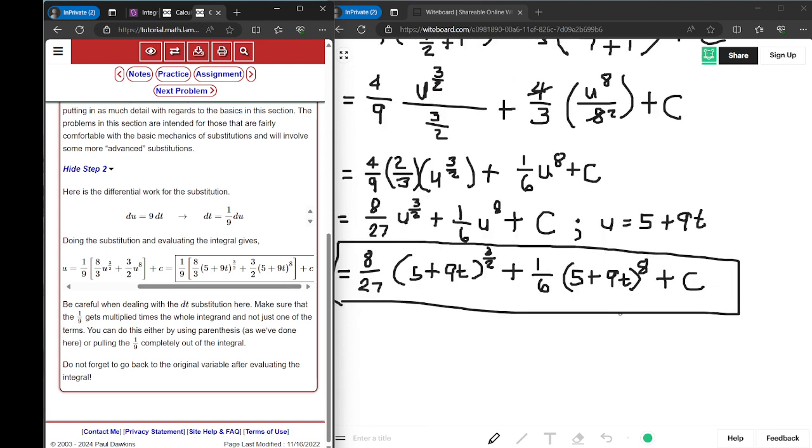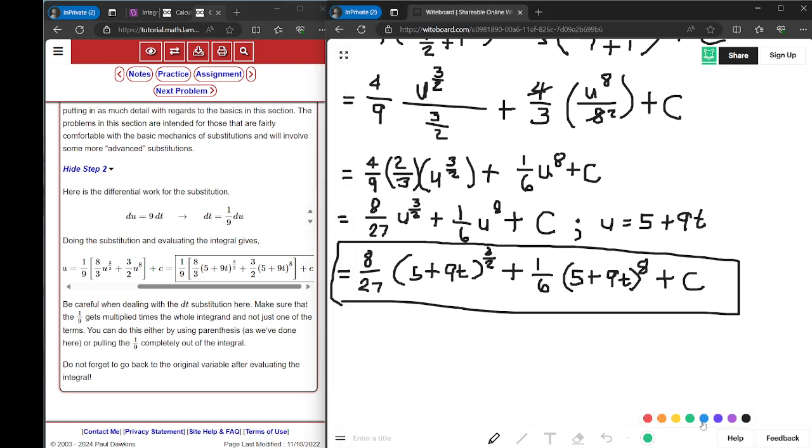Yeah, we actually have the same answer, but Paul factored out 1 over 9. Let's just check though, just to prove that we have the same answer. So if we factor out 1 over 9, what will happen? So here, 27 divided by 9, the result is 8 over 3. We have 5 plus 9t, that's to the power of 3 over 2, which is the same here.